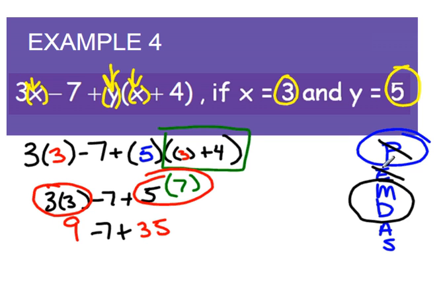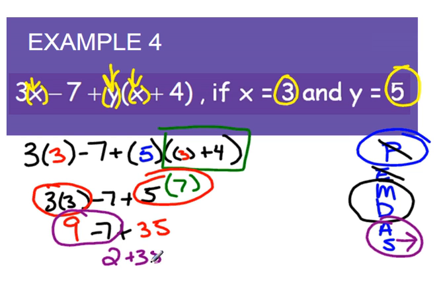Then we can go to our addition and subtraction. Remember, we want to do them as we see them from left to right. So even though the A comes first in PEMDAS, if the subtraction comes first in the problem, we do that first. So that's going to leave me with 2 plus 35, which will give me a final answer of 37.